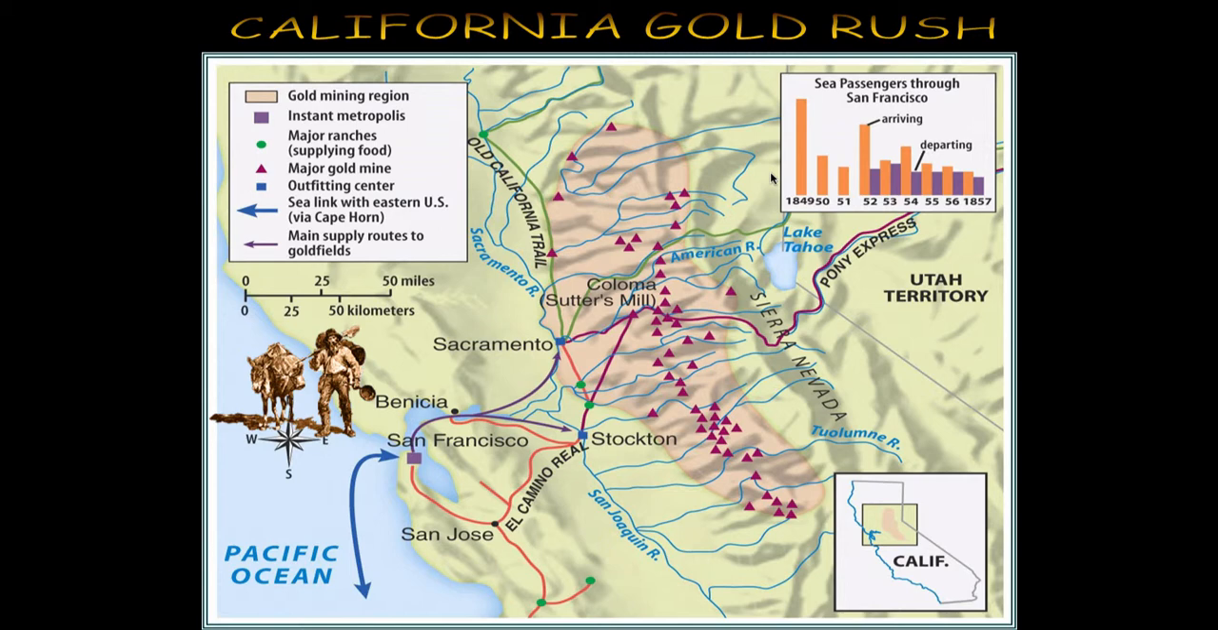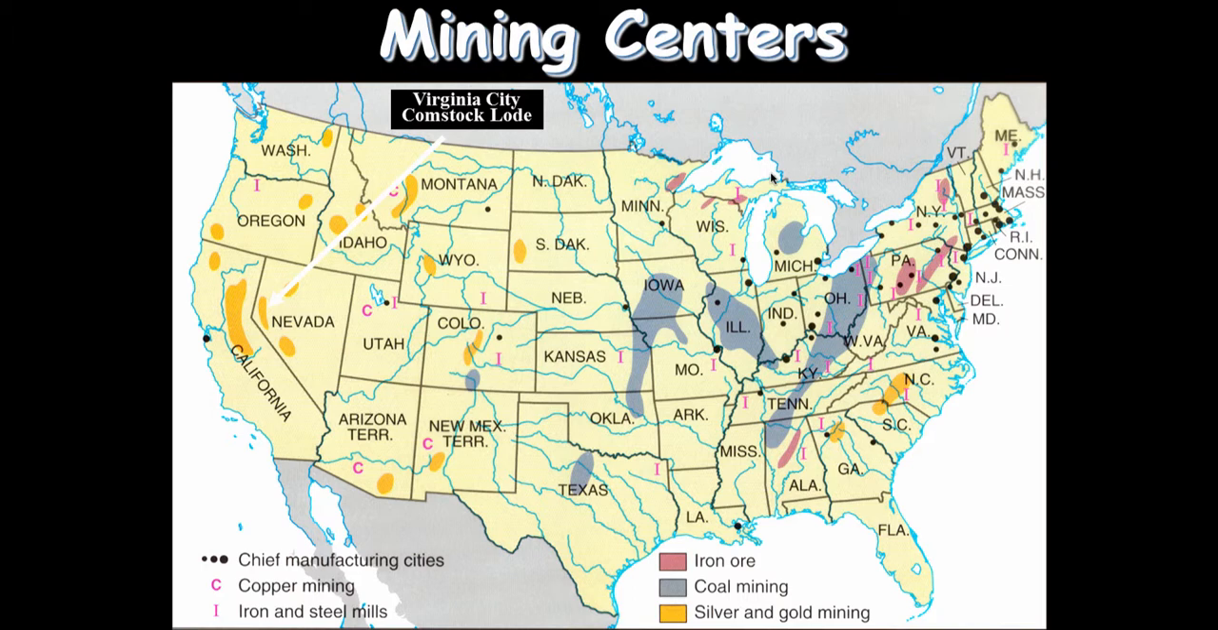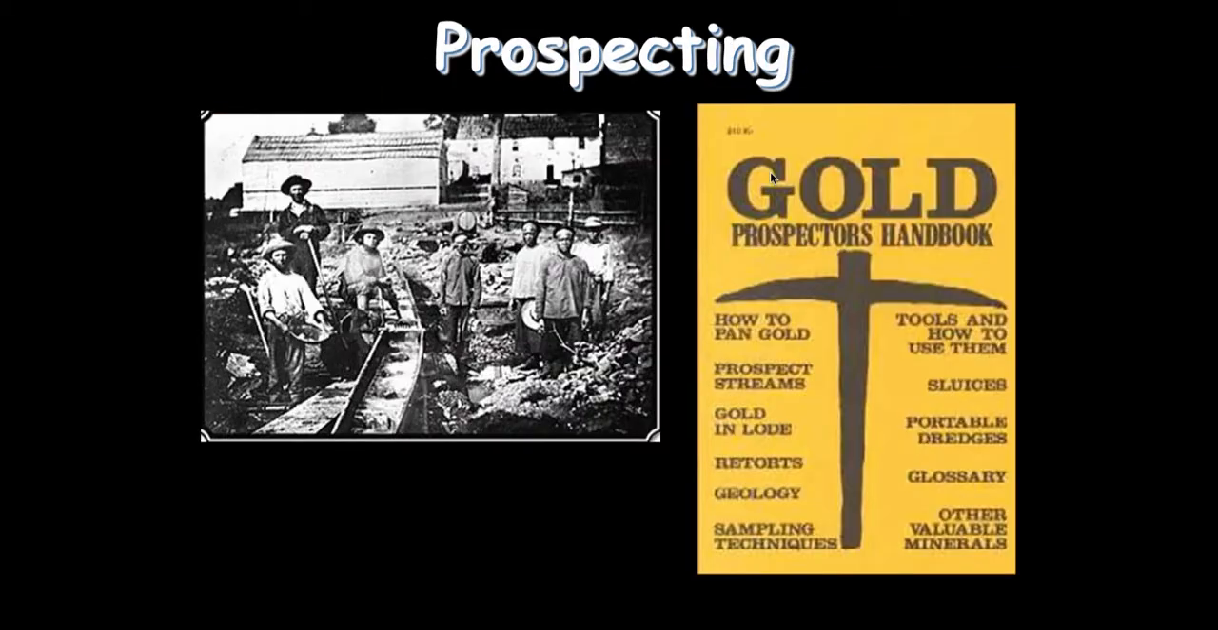And here's another map you can pause and look at a little bit more closely. All the different sea links and transportation. You can look at the different mining centers throughout the country and look at the explosion, the discovery of gold, mostly, and silver in the western part of the United States. Or these territories, not the United States yet.